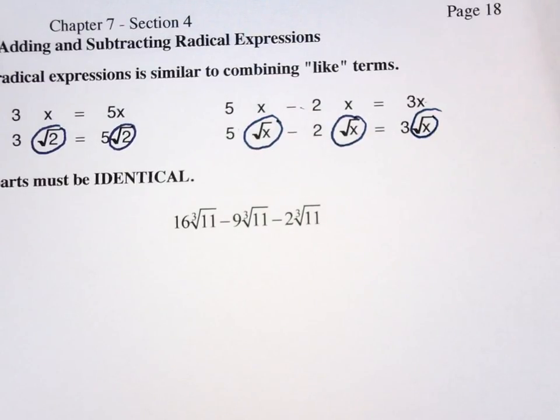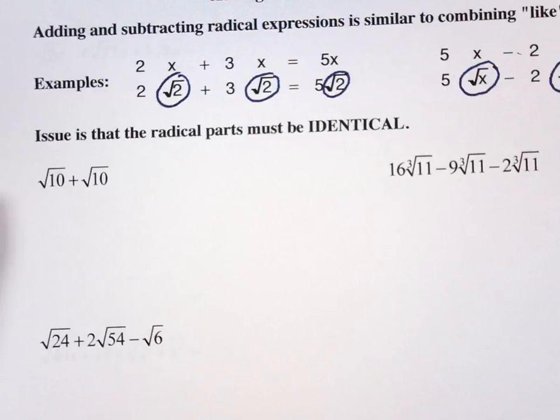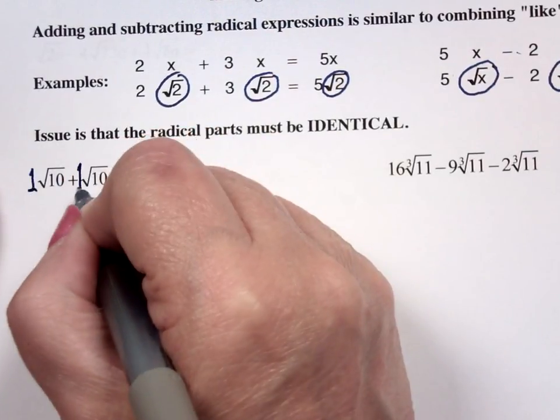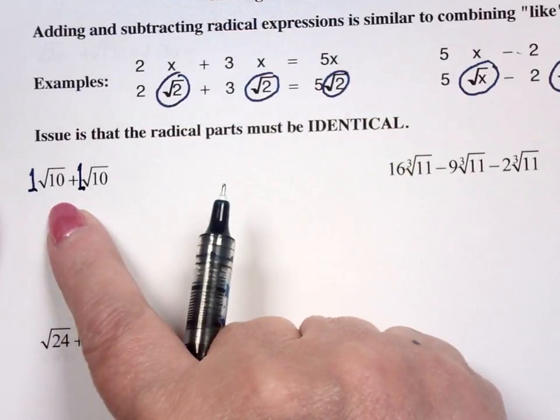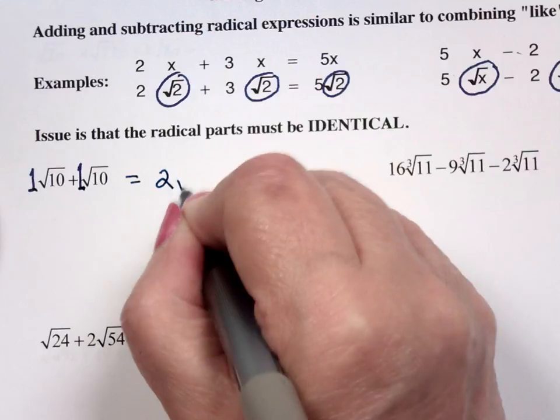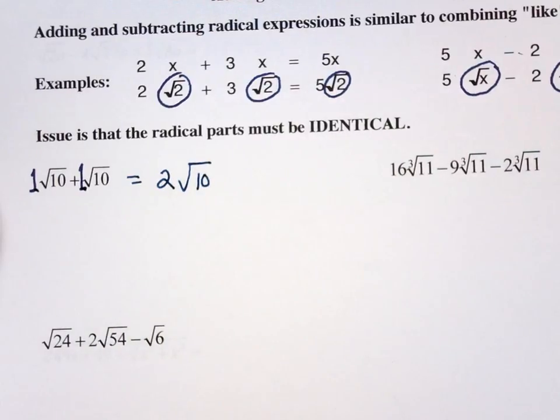So that means in order to combine things, they have to be the same, right? So if I had the square root of 10 plus the square root of 10, how many square roots of 10 do I have? Well, I have 1 square root of 10 plus 1 square root of 10 is 2 square roots of 10.